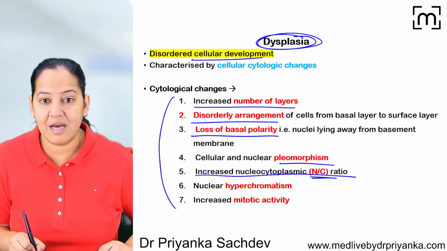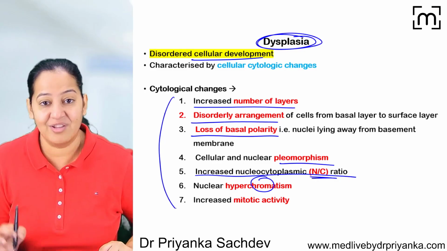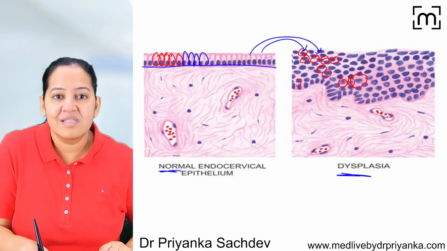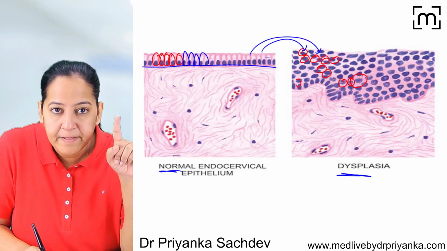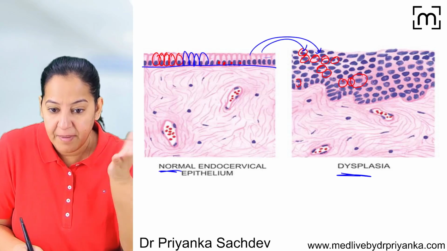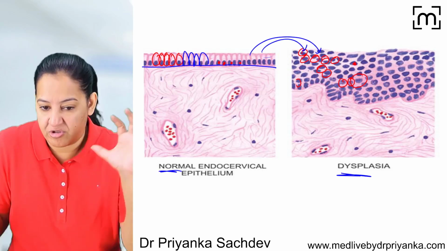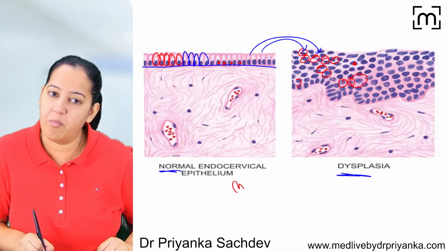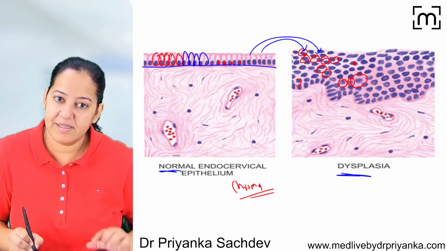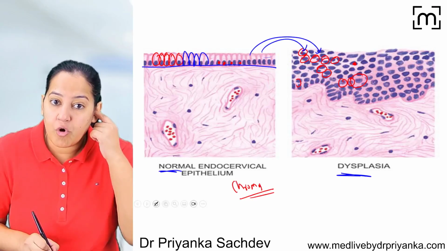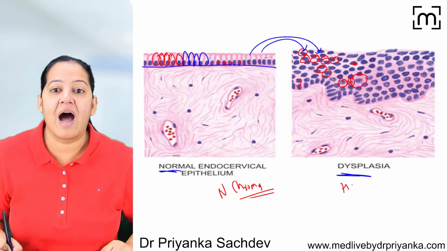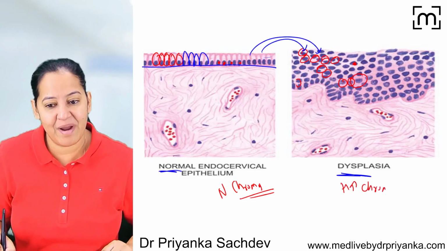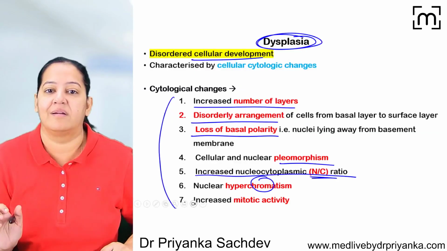The sixth change is the chroma. Chroma means color, the color of the nucleus. See the color of the nucleus over here. It's relatively light. But in dysplasia, the color of the nucleus becomes dark, compact. The chromatin is compact. So here the chroma of the nucleus is normal, normochromatism. Here it's hyperchromatism. The chromatism is more. The color of the nucleus, okay.